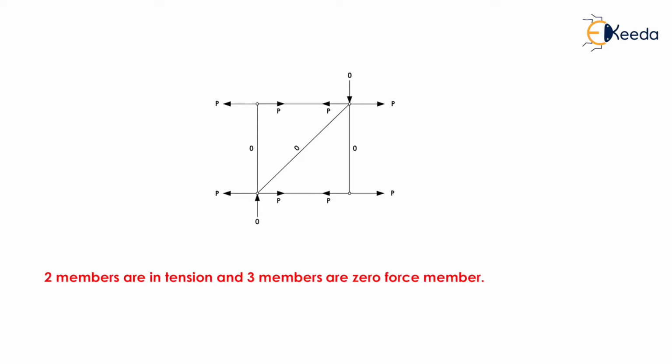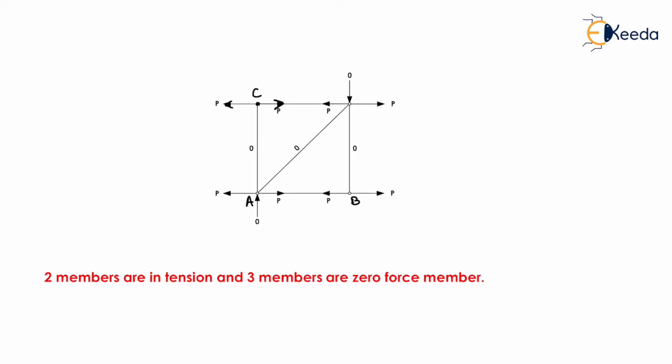At this joint, due to this P force, the joint tries to move in the leftward direction. To make this joint in equilibrium, we need to create a force in the rightward direction. So we have created a force in the rightward direction like this. This force will make this member, that is member CD, move in the rightward direction.